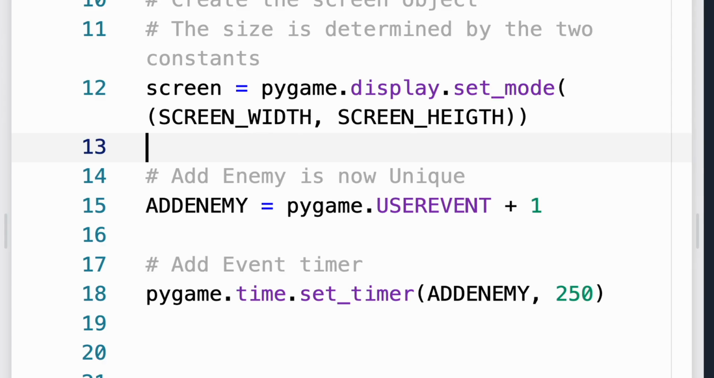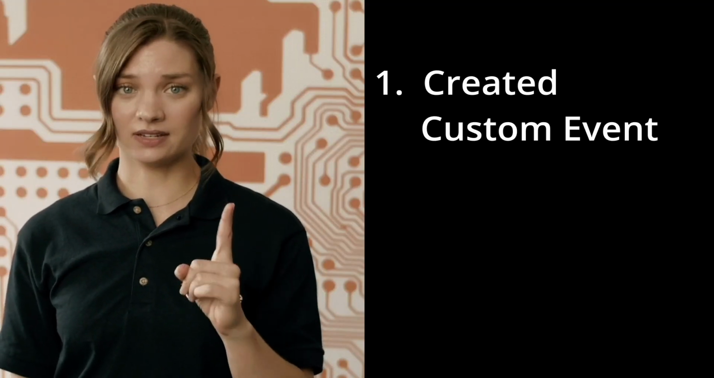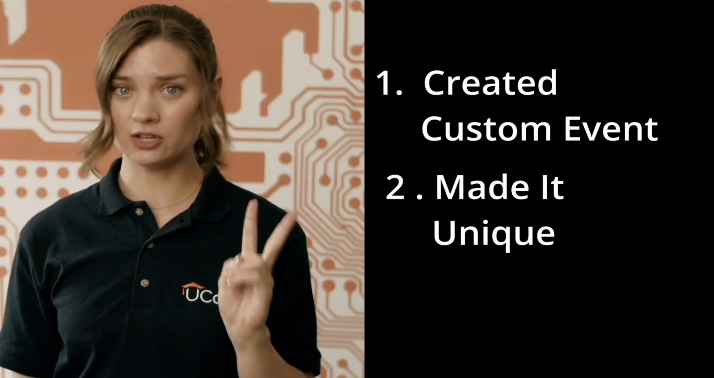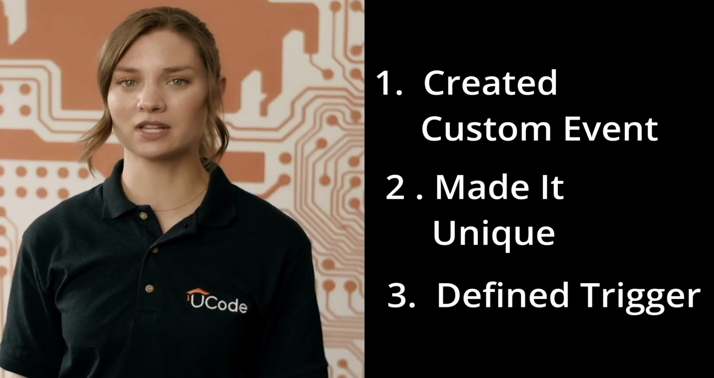Now we need to add this new event at regular intervals throughout the game. Let's set our event to go off every 250 milliseconds using the set_timer method from the PyGame library. Here's the syntax. All right, let's add it to the program. You call set_timer outside the game loop since you only need one timer, but it will fire throughout the entire game. Here's what you should have in your editor. Looking good. So we have 1, we created a custom event, add enemy, and then 2, made it unique, and finally 3, defined it to trigger at set intervals every 250 milliseconds.